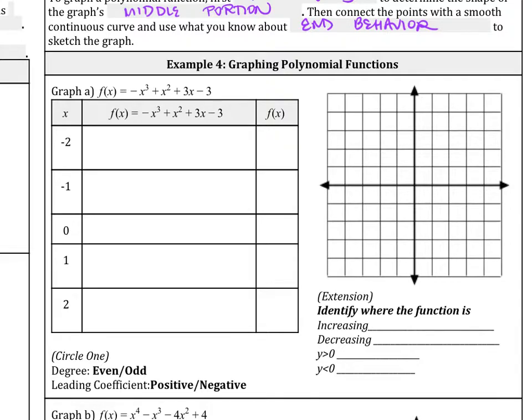So we're going to graph f of x equals negative x cubed plus x squared plus 3x minus 3. So we're going to plug in some numbers to find the middle portion of our graph, and so I already gave some numbers here. So let's start with that, plugging it in.